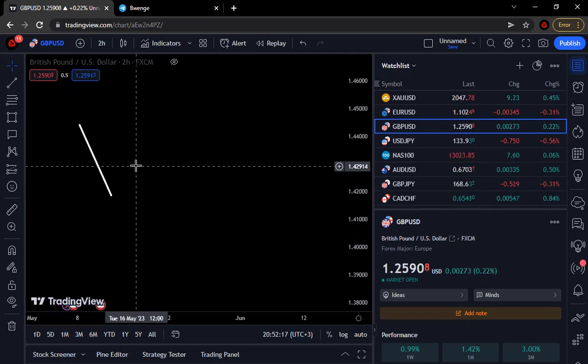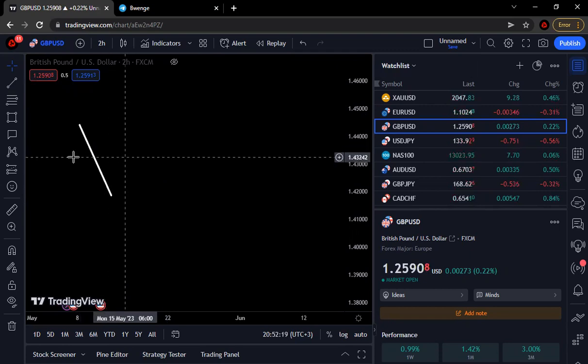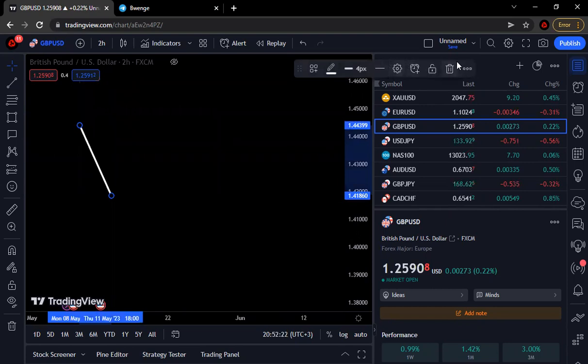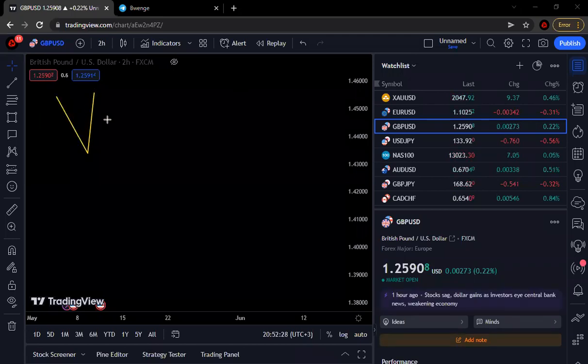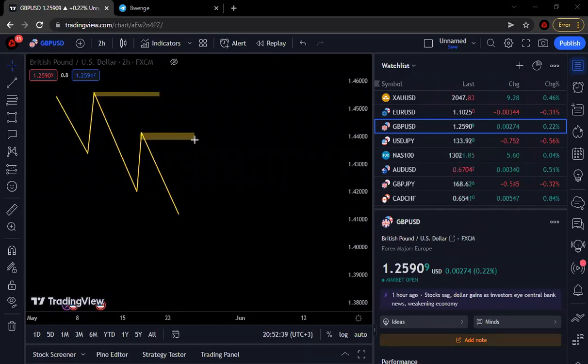Okay, so let me start with what is mitigation, and this is very, very important for you. Okay, so let's take an example. You have the downtrend, market is moving downward this way. Okay, so because it is moving downward, it is creating what we call supply. Some call them order block. Okay, so this is our supply.